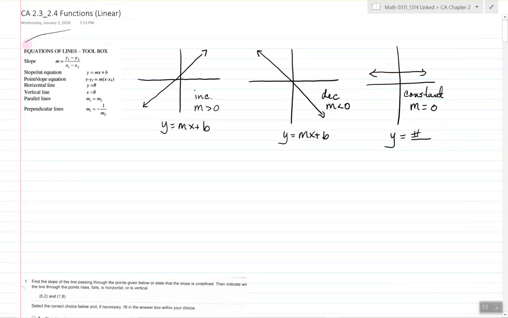We have a toolbox that you will probably find in your formula packet. If not, you need to write those ideas down. The formula for the slope, given 2 points on a line. The slope-intercept form, which I have already used, y equals the slope times x plus the y-intercept. Point-slope form we will also use. Horizontal line, vertical line, which may or may not show up, it's not a function. Parallel lines where the two slopes are the same. Perpendicular lines where the two slopes are opposites and reciprocals.